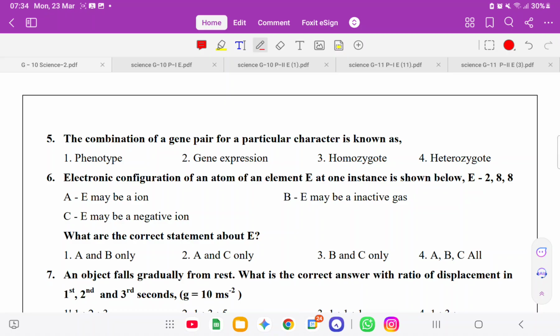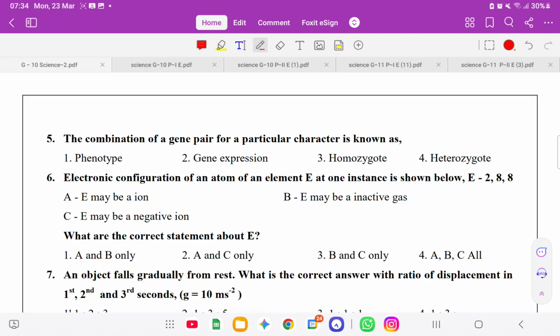Fifth one: the combination of a gene pair for a particular character. We call it gene expression, right? Sometimes genotype has kind of the same meaning, but here genotype is not mentioned. Phenotype, homozygote, heterozygote.